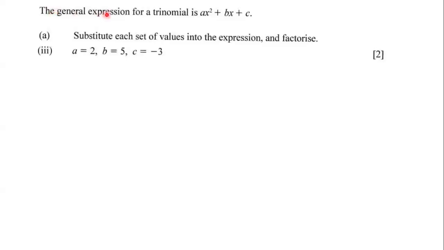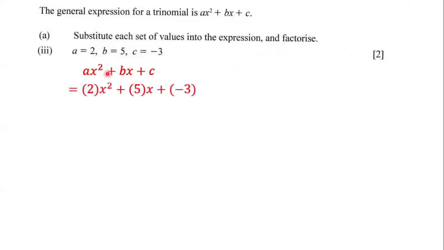The general expression for a trinomial is ax squared plus bx plus c. Substitute each set of values into the expression and factorize. Notice that we have ax squared plus bx plus c. Here, a is equal to 2, b is equal to 5, and c is equal to -3.